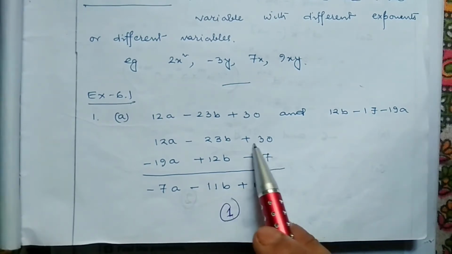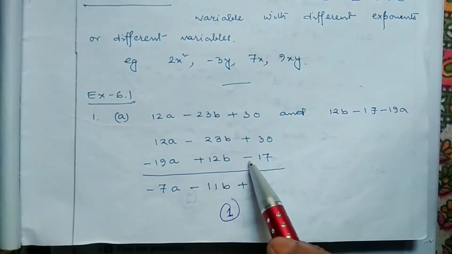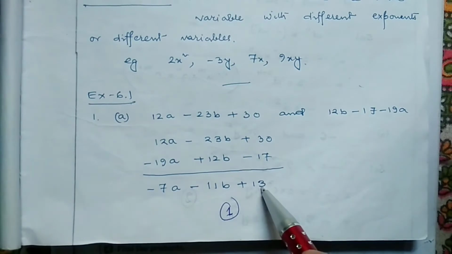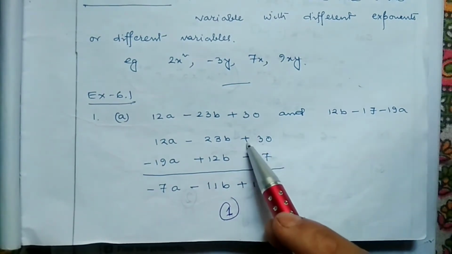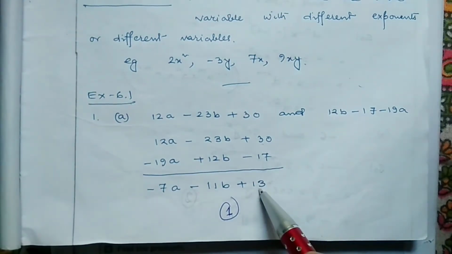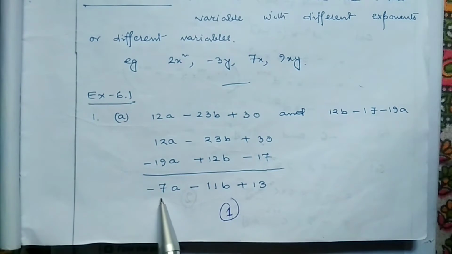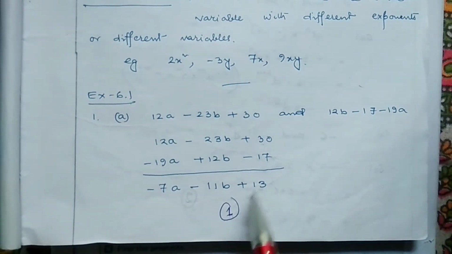Fine. And here plus 30 minus 17, again different sign. And whenever it is different sign, we have to subtract. 30 minus 17 is 13. Out of these two, 30 is the bigger number and it is given plus, so it will be plus 13. So if we add this term and this term, we are going to get minus 7a minus 11b plus 13. I hope it is clear.